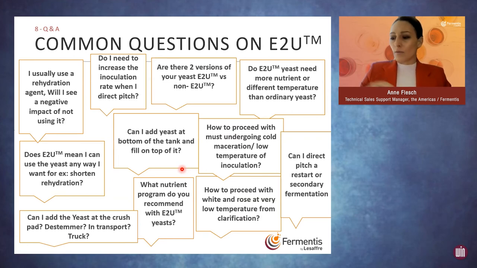That being said, if you are really pushing a yeast strain in high gravity, high ethanol, we always recommend oxygenation of your must, and also potentially at the end of fermentation, bringing some different fermentation aids such as yeast hulls that are going to provide additional survival factors for your yeast to ferment efficiently until the end. So it's not going to change anything to our nutrient program that we recommend, the way you pitch your yeast. In short, you will not see a negative impact of not using rehydration agent with our active dry yeast used as direct pitch.